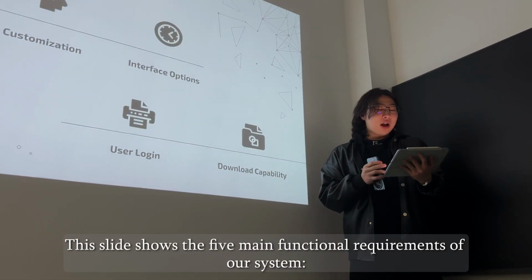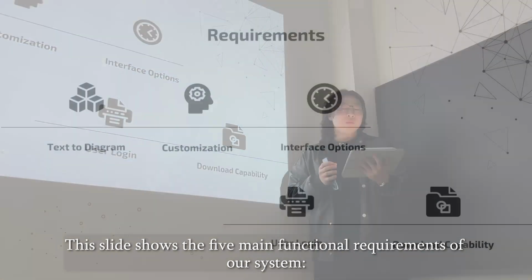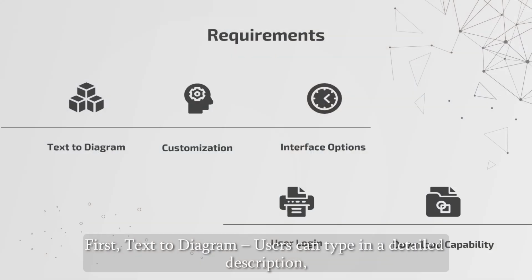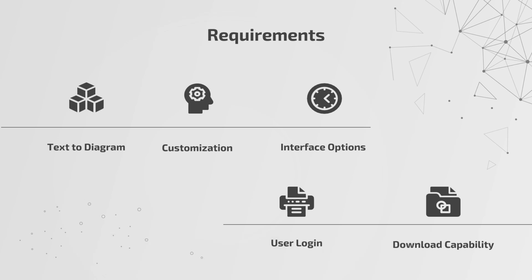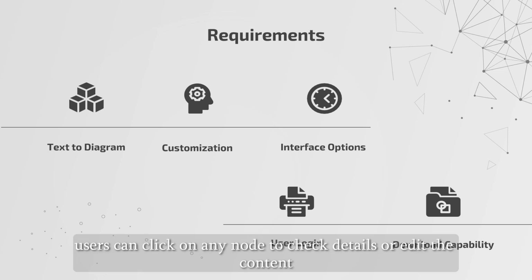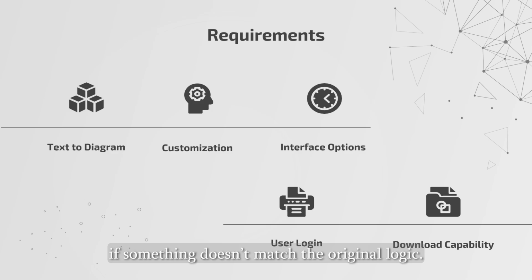This slide shows the 5 main functional requirements of our system. First, text to diagram. Users can type in a detailed description, and the system will ultimately turn it into a logic diagram like a flowchart or a mind map. Next, customization. After the diagram is generated, users can click on any node to check details or edit the content if something doesn't match the original logic.